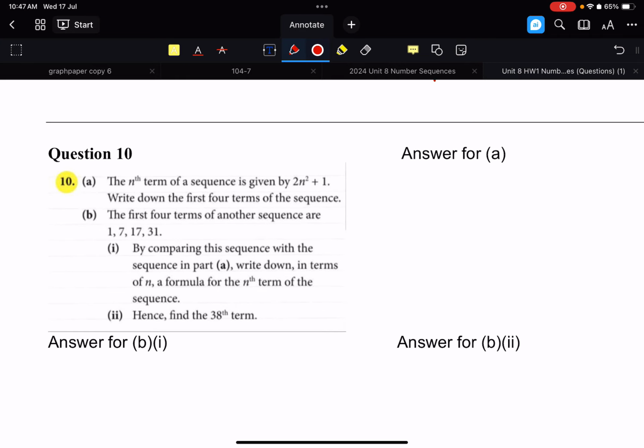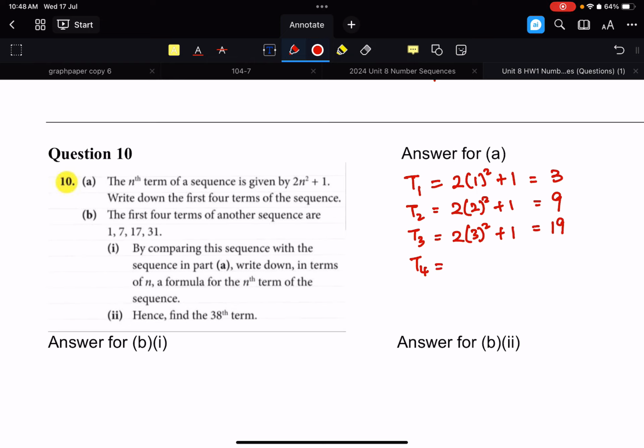The next question, question 10 from your textbook. This time, the nth term is given by 2n squared plus 1. They want us to write down the first 4 terms. All I need to do is substitute accordingly. T1 is 2 times 1 squared plus 1, which gives us 3. T2 is 2 times 2 squared plus 1. Use your calculator: 2 times 4 plus 1 gives us 9. T3 is 2 times 3 squared plus 1, so 2 times 9 plus 1 is 19. T4 is 2 times 16 plus 1, which is 33.